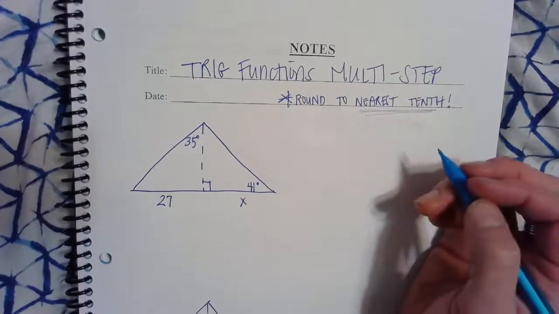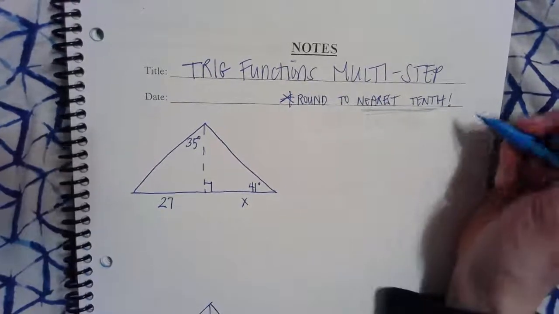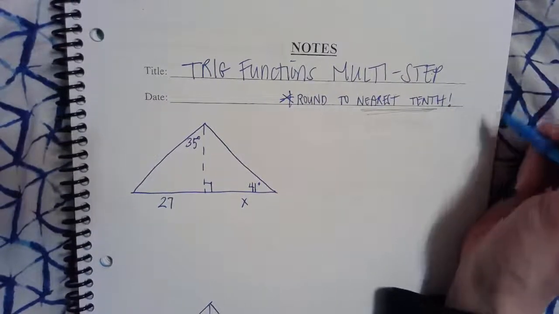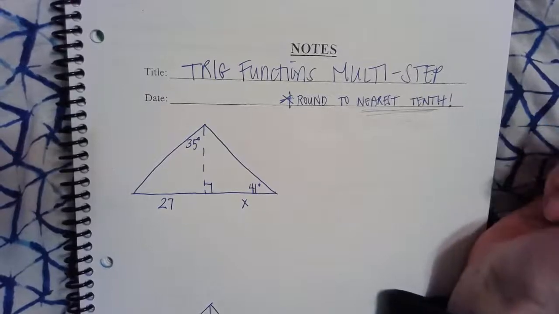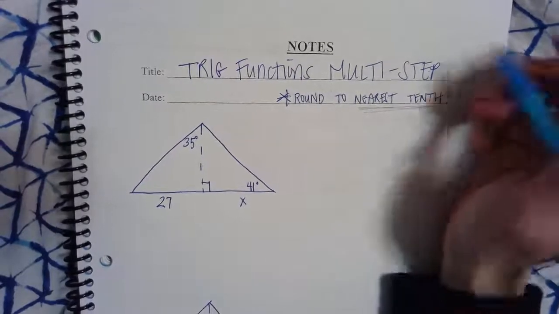So remember the tenth is the one decimal after the decimal, or the one number after the decimal, and we look at the number after that. Anyways, you should be very good at rounding by now, but we'll go over it.